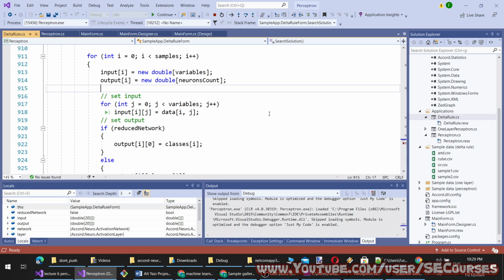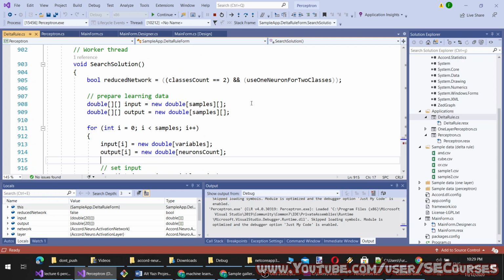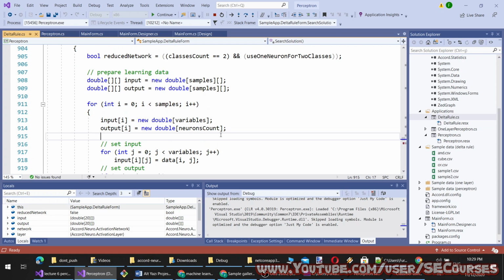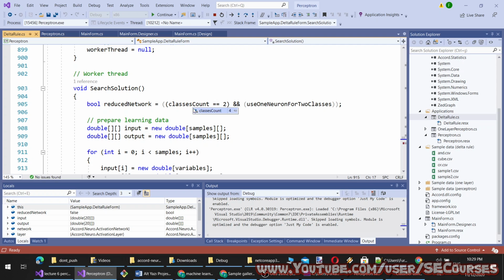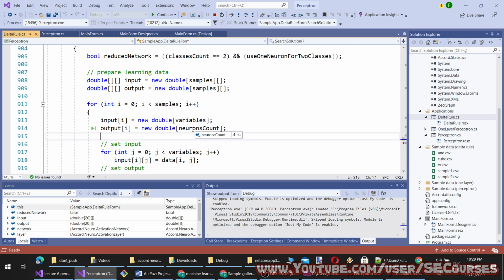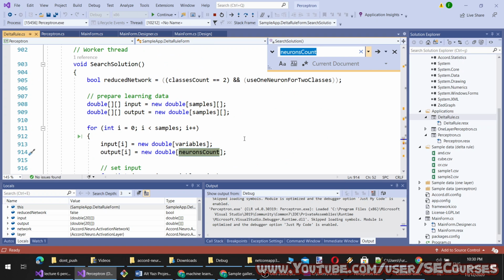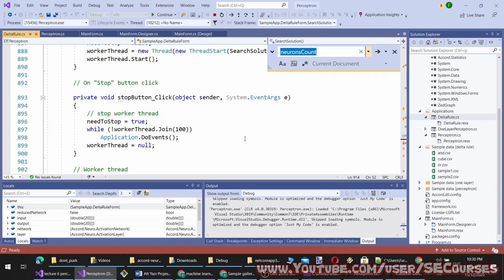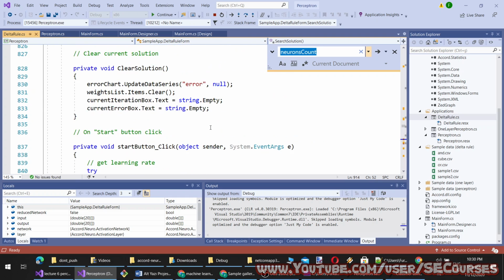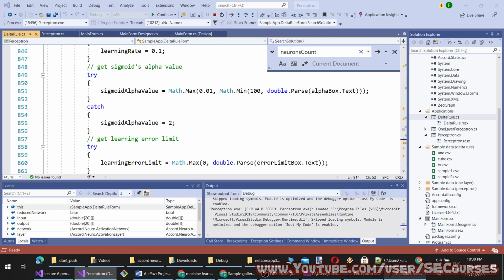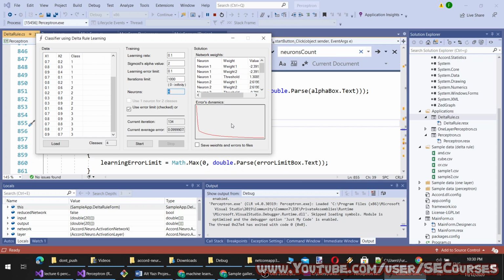Oh, I see now. Okay. So it appears that our output class has to be the same as the number of classes. Okay. So this neurons count is coming from, I think, let me show what I mean.